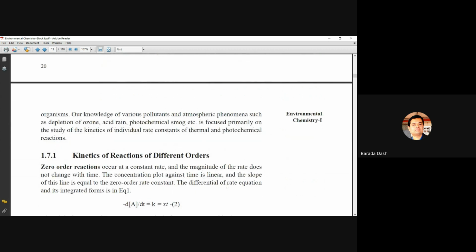Our knowledge of various pollutants and atmospheric phenomena such as depletion of ozone, acid rain, and photochemical smog is focused primarily on the study of kinetics of individual rate constants of thermal and photochemical reactions. Understood? Any problem? No, sir.